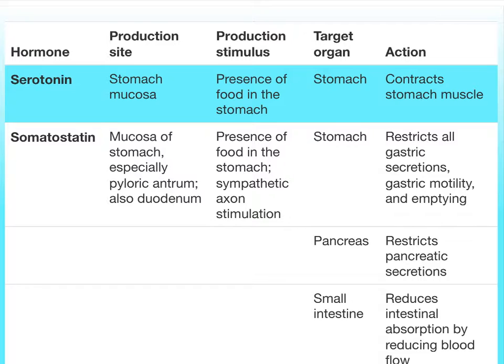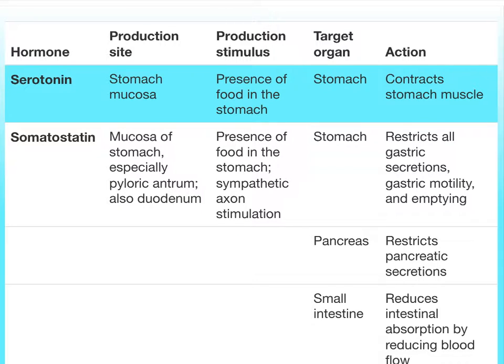So far, the hormones that we've listed were all stimulating hormones. They all either promoted the secretion of the gastric glands, for instance, or promoted contraction of smooth muscle. But as you know, there are always going to be factors that stimulate versus inhibit. So somatostatin is going to be more of an inhibitory factor or inhibitory hormone for the digestive system. It's being released in response to the presence of food in the stomach. We notice too that the sympathetic nervous system can play a role.